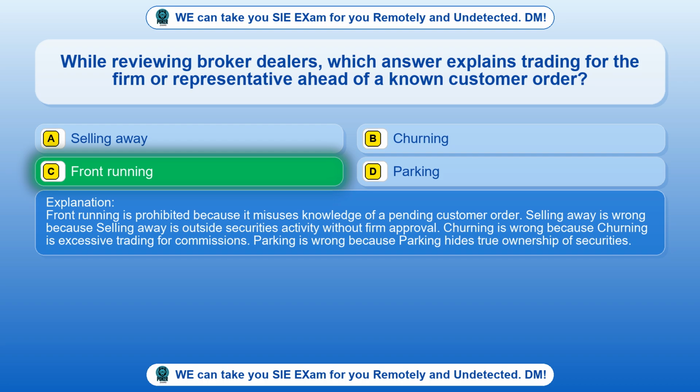Selling away is wrong because selling away is outside securities activity without firm approval. Churning is wrong because churning is excessive trading for commissions. Parking is wrong because parking hides true ownership of securities.